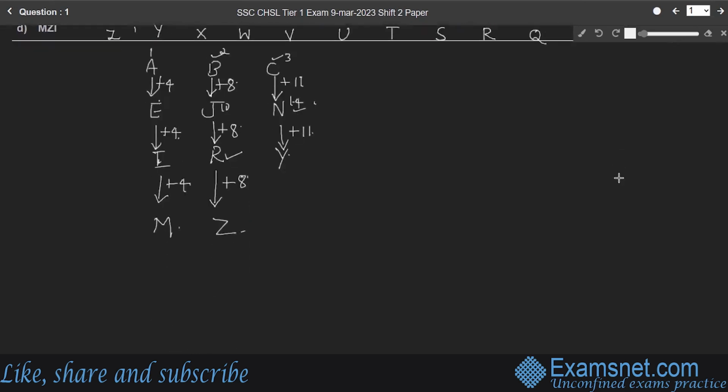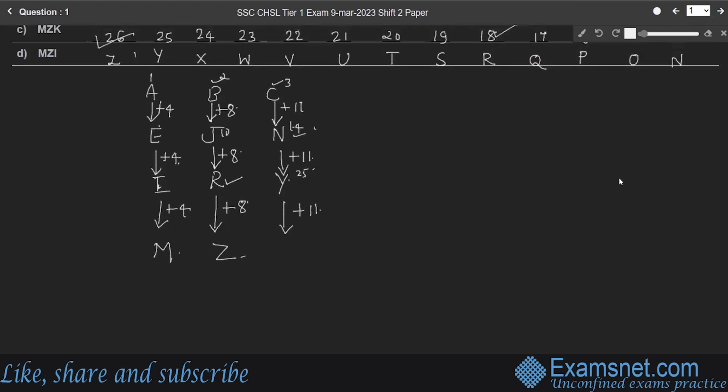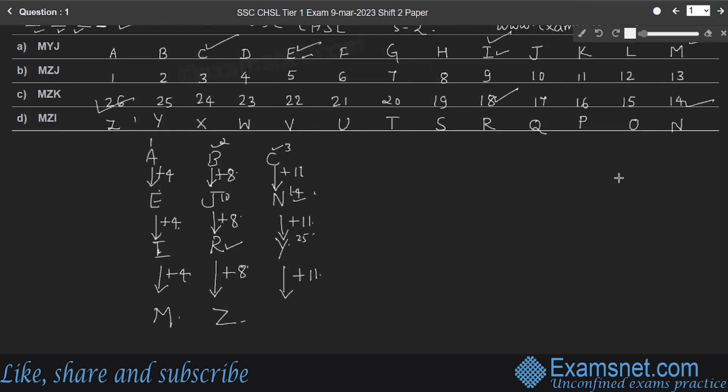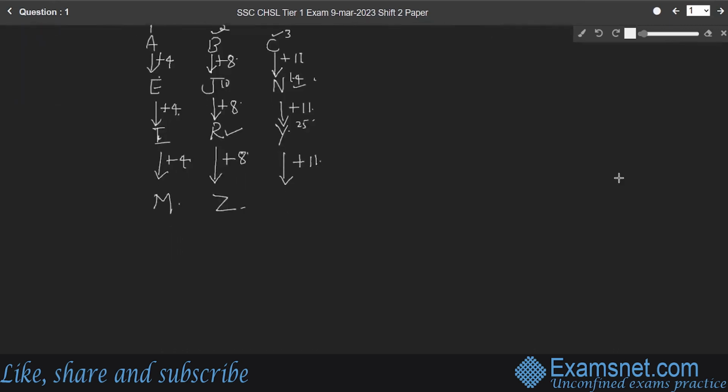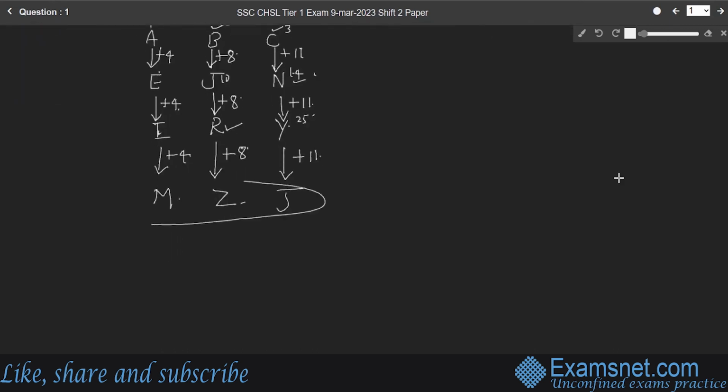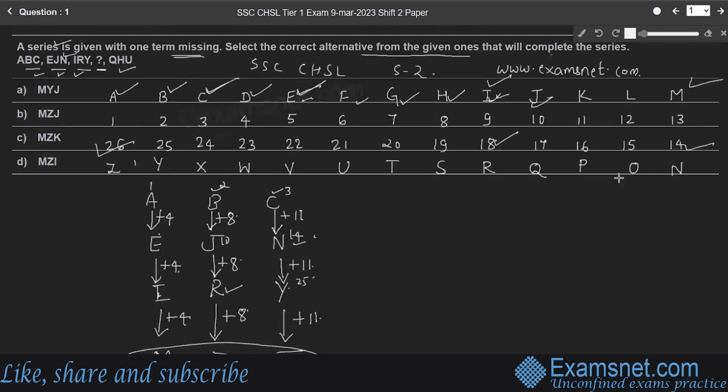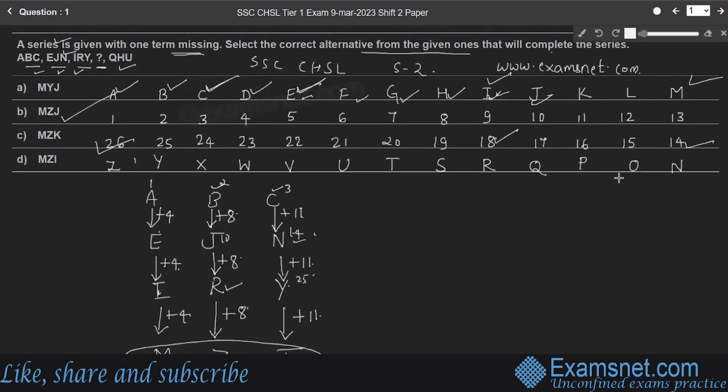Therefore, to get the third letter in the fourth cluster, add 11 to Y. Since Y is 25, consider 25 plus 11. 25 plus 1 is Z, plus 2 is A, plus 3 is B, plus 4, 5, 6 is E, 7, 8, 9, 10, 11. 11 is J. So 25 plus 11 is J. Therefore, the fourth letter cluster is MZJ. Therefore, option B is the right answer.